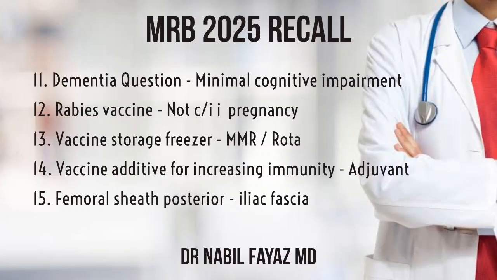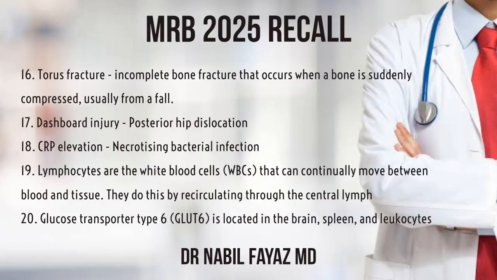Vaccine which is not contraindicated in pregnancy: anti-rabies vaccine. Vaccine which is stored in freezer without any damage: MMR or Rota vaccine. Vaccine additive for increasing immunity: adjuvant. Posterior portion of femoral sheath is formed by iliac fascia.